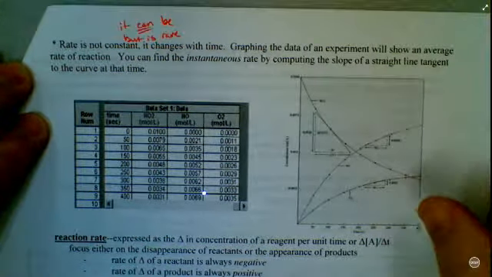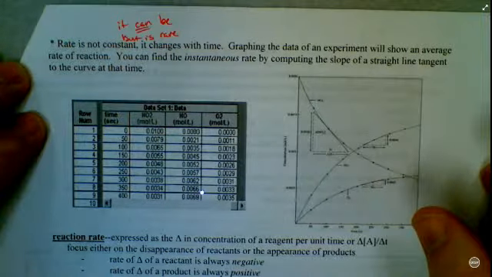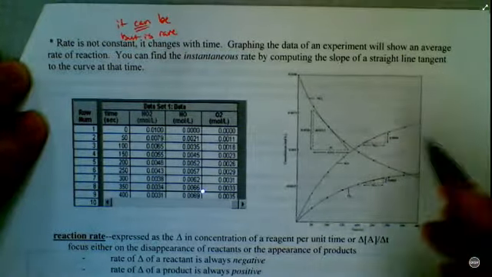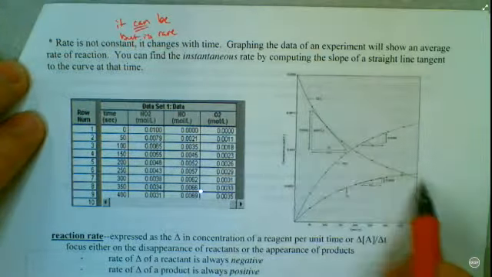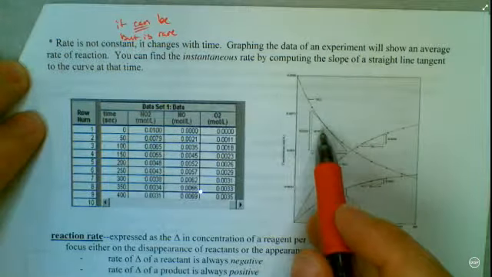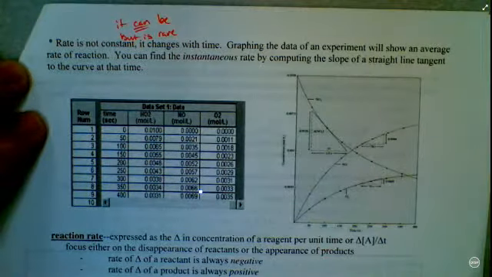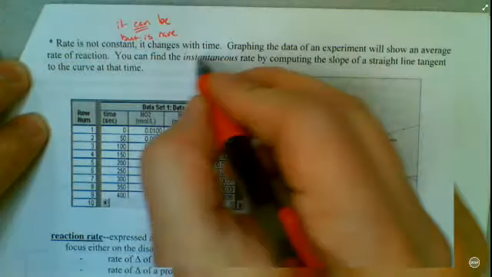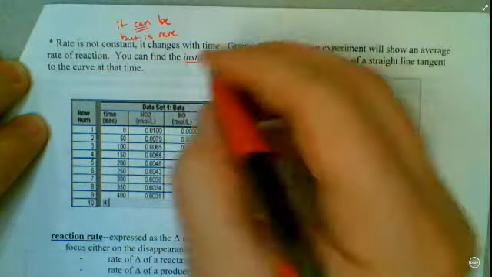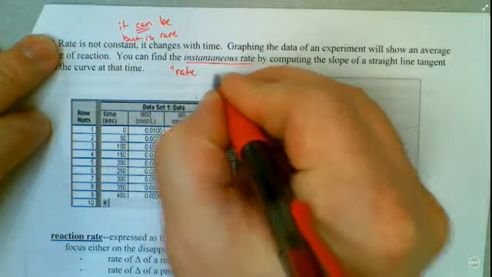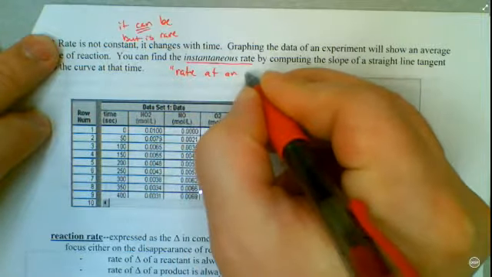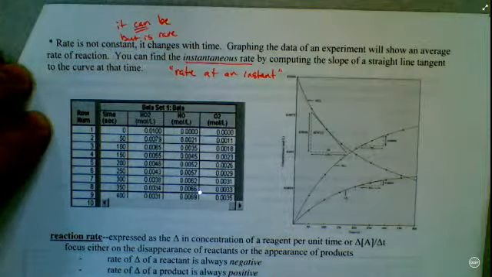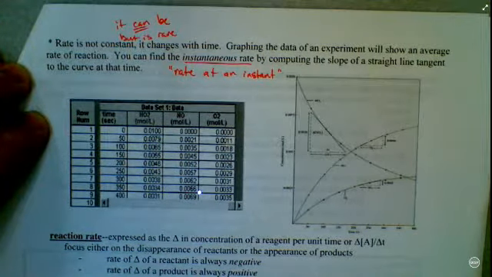It changes with time. When we look at graphing data of an experiment, we can show the average rate of reaction, the average, right? Like from here to there. We can look at that slope, but it doesn't represent the rate at any one of these particular points. It's the rate overall. It's the average rate. One of the things that we will do is find the instantaneous rate, which means the rate at any particular instant.